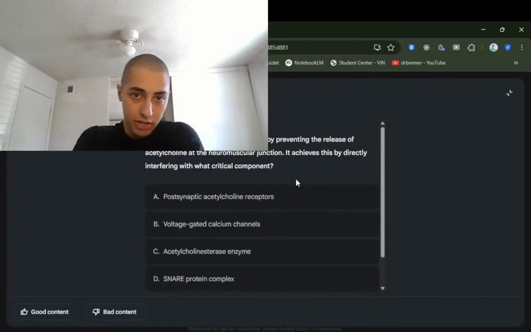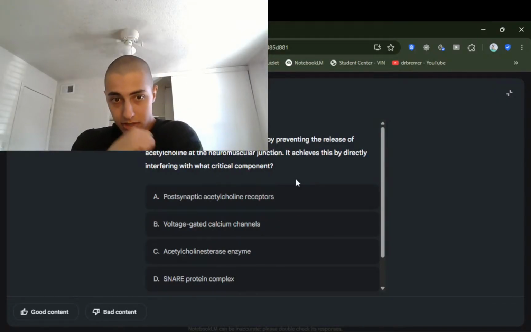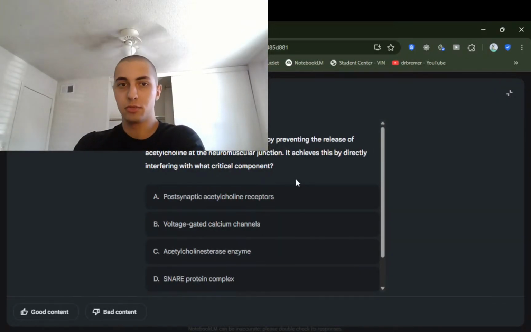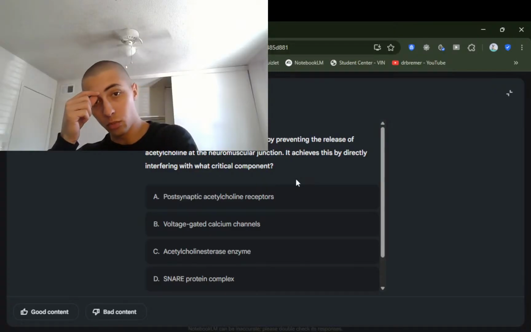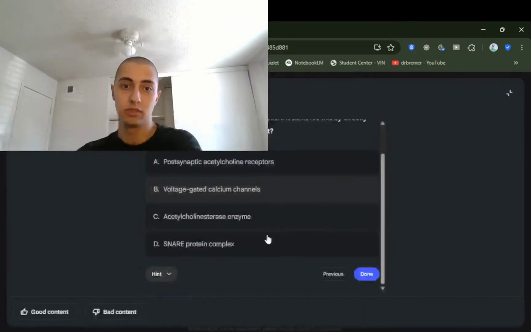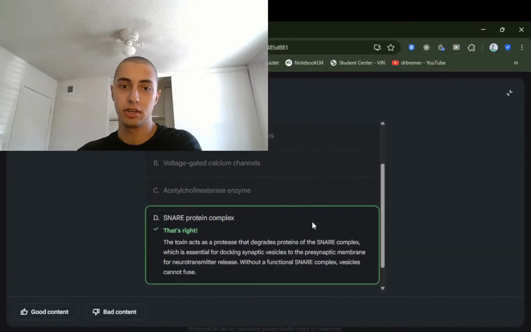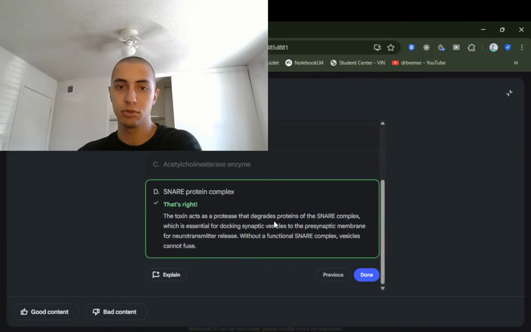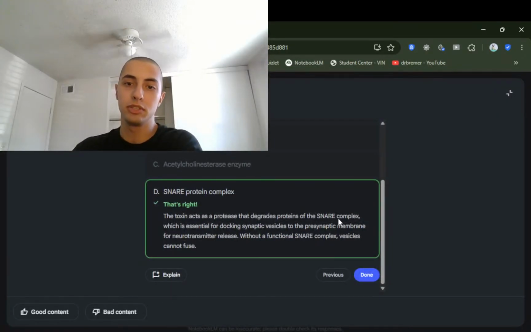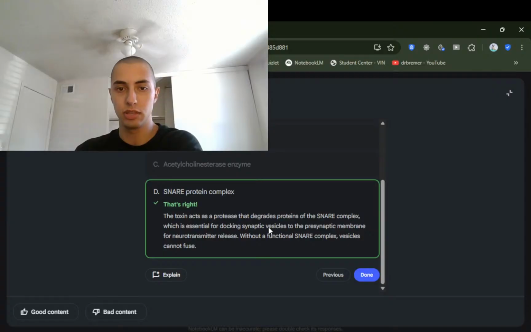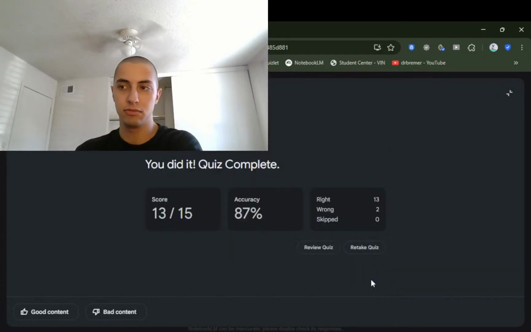Finally, botulism toxin causes flaccid paralysis by preventing the release of acetylcholine at the neuromuscular junction. It achieves this by directly interfering with what critical component? The snare protein complex. This toxin acts as a protease that degrades proteins of the snare complex, which is essential for docking synaptic vesicles to the presynaptic membrane for neurotransmitter release. Without a functional snare complex, vesicles cannot fuse.